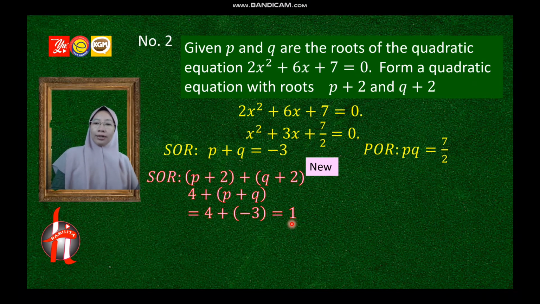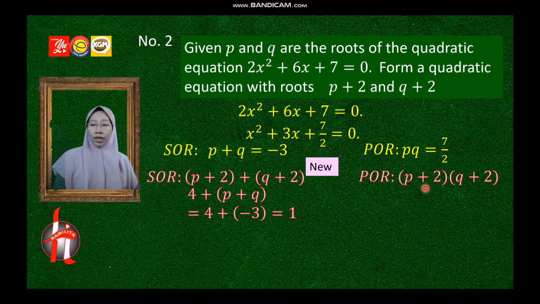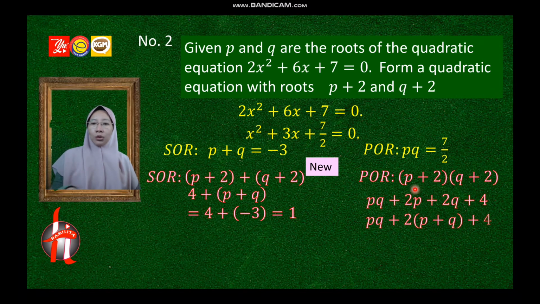And then the product of roots is p plus 2 times q plus 2. So this part you must do carefully because you have to expand them. Yeah. So when we expand these two brackets, we get pq plus 2p plus 2q plus 4, and we factorize 2 here.